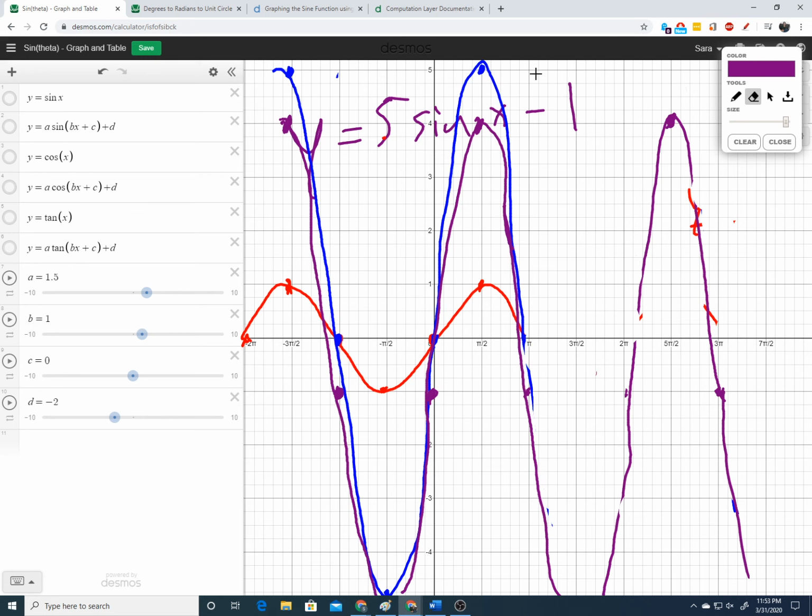Now those are close enough. Try not to erase my full function. Oops, got a little too much on that.